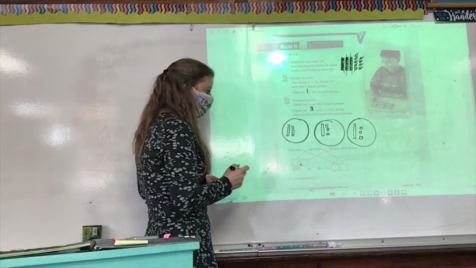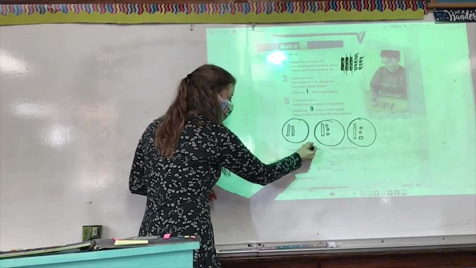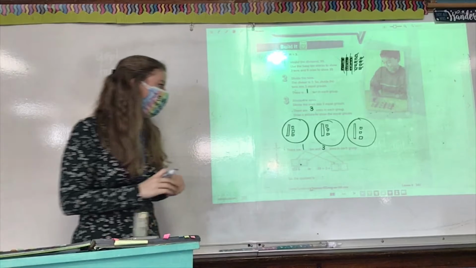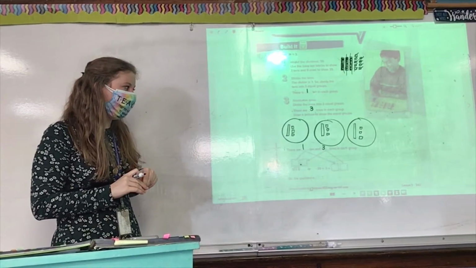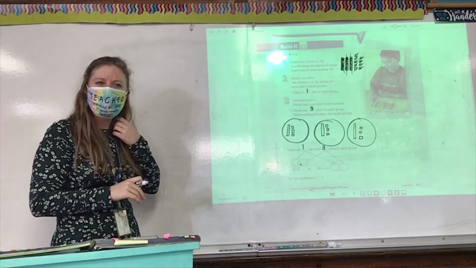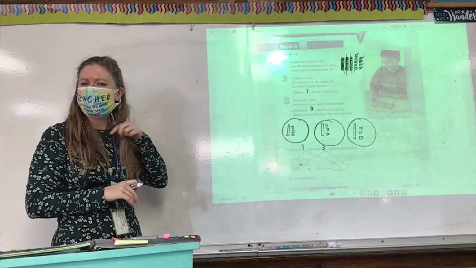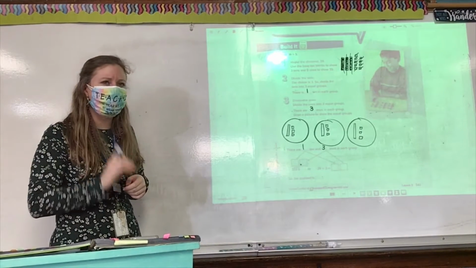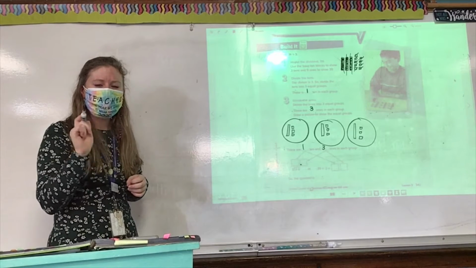There are 1 ten and 3 ones in each group. Good. There are 1 ten and 3 ones in each group. So that means we have how many in each group? We have 1 ten and 3 ones in each group. We have how many in each group? Smith?